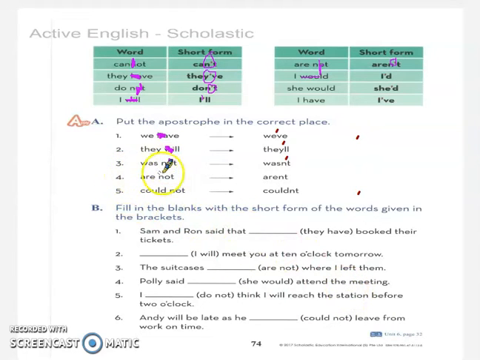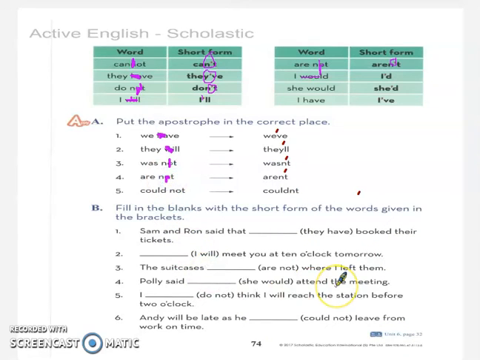Number 4. Are not, aren't. Here also we have the apostrophe instead of the letter O.